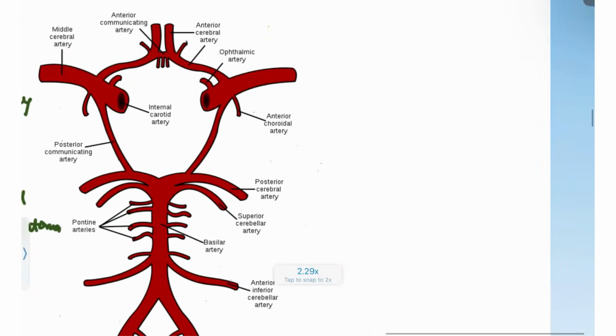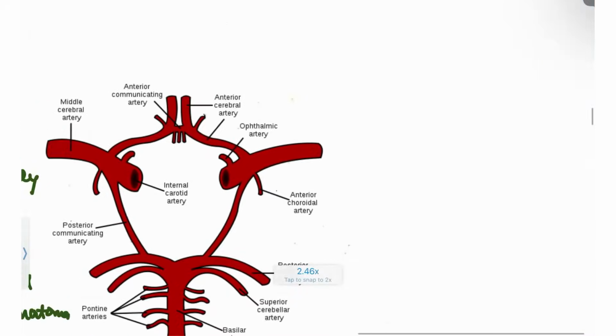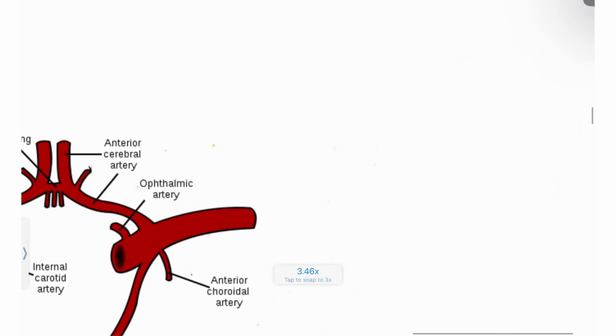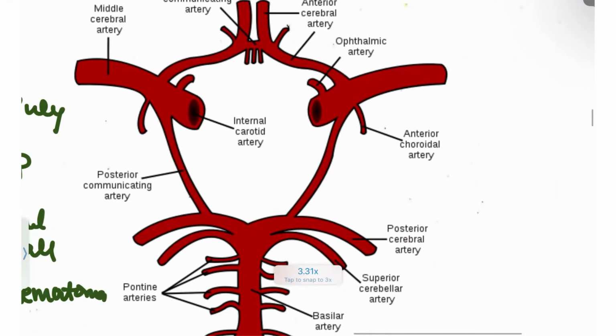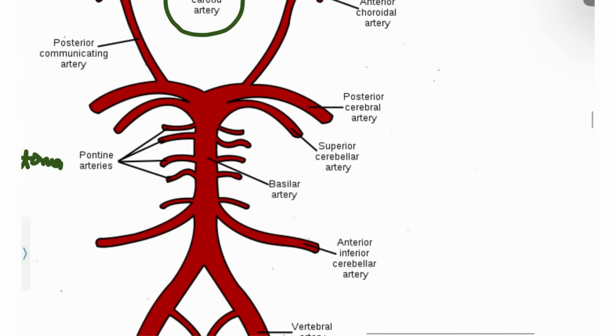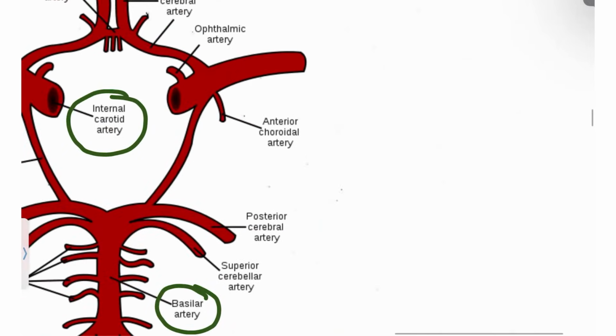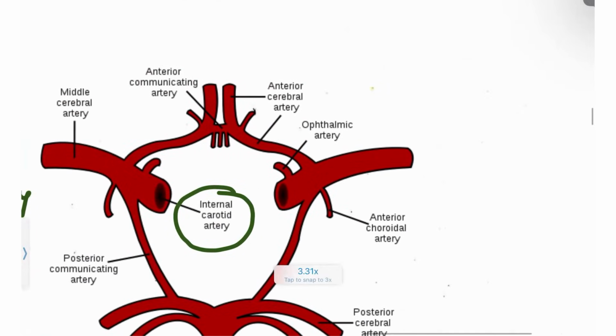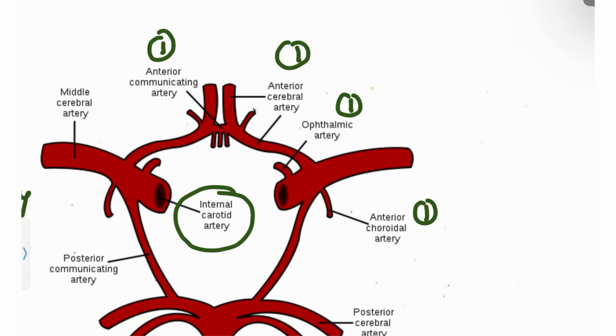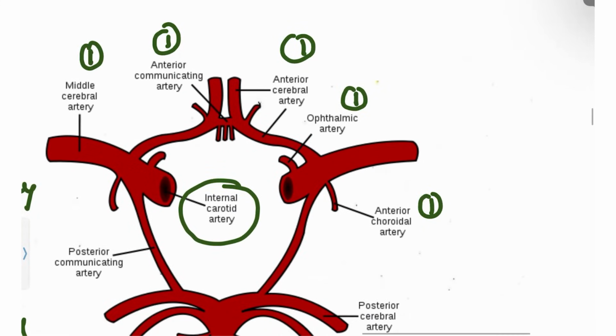Next, this is the circle of Willis. In the circle of Willis, you have to remember the branches that are present here. The main arteries are the internal carotid artery, and another one is the basilar artery and vertebral artery. So let's see. In the internal carotid artery, the main branches are anterior communicating artery, anterior cerebral artery, ophthalmic artery, and anterior choroidal artery, middle cerebral artery, and posterior communicating artery. These all branches are going to form from the internal carotid artery.